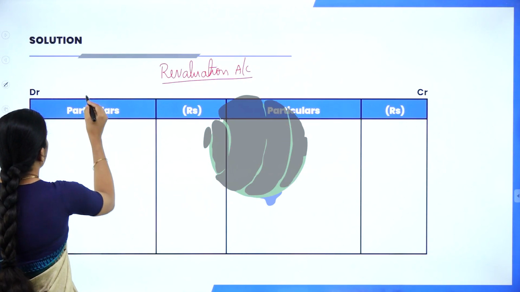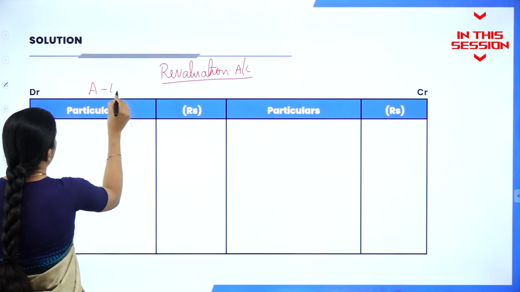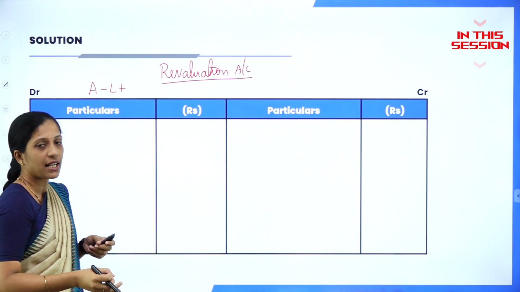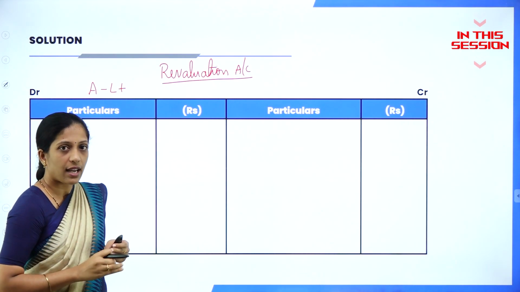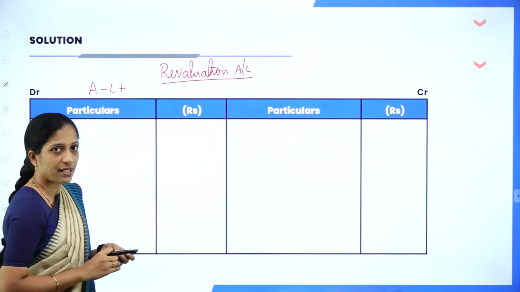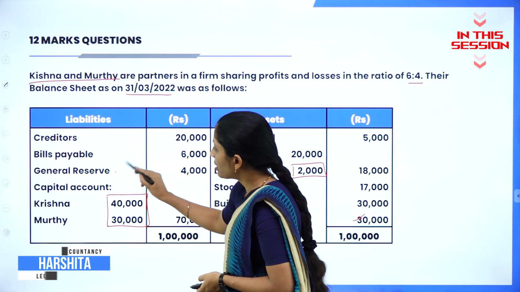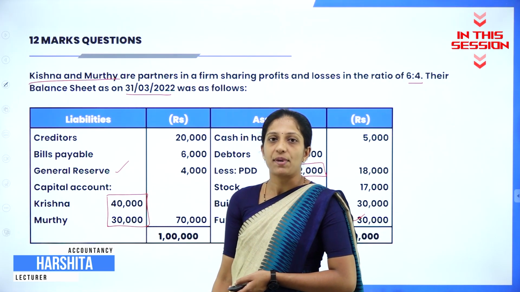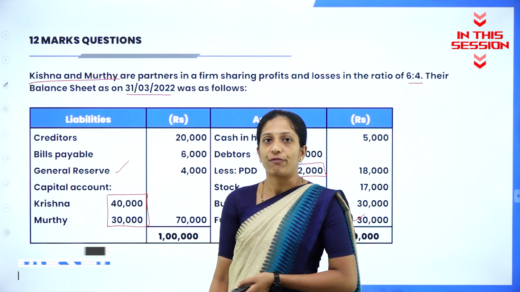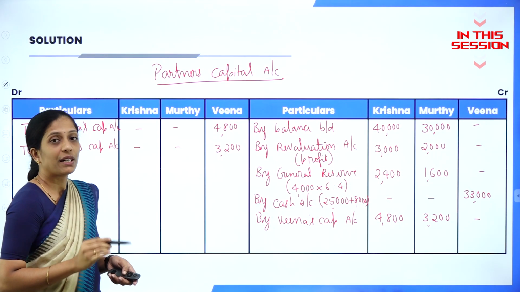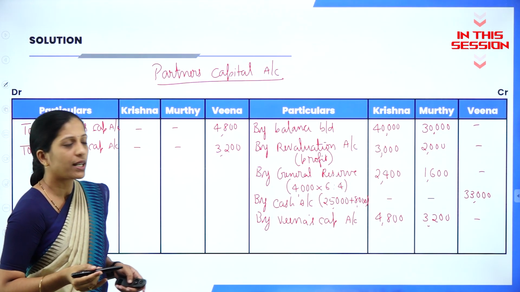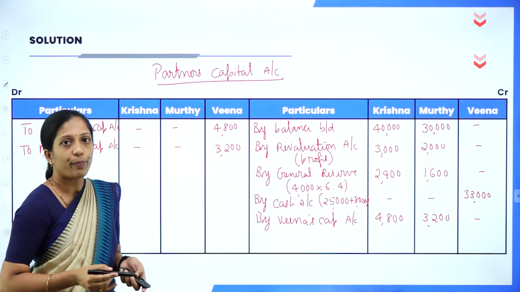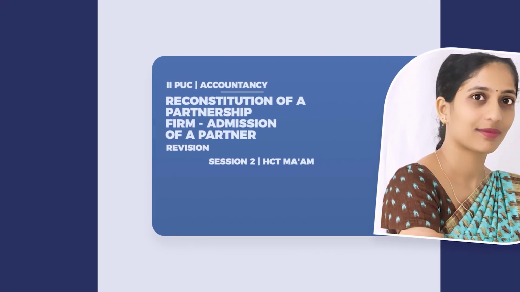Now what you have to record in your debit side? A minus, L plus, which means that if any assets have decreased, A minus, and liability have increased, L plus, you have to record in the debit side. If you see your debit side, we have general reserve. So you have to transfer this general reserve to partners' capital account and distribute in their profit sharing ratio. So your goodwill treatment as per Accounting Standard 26 has to be written like this: new partners' capital account debit to old partners' capital account.